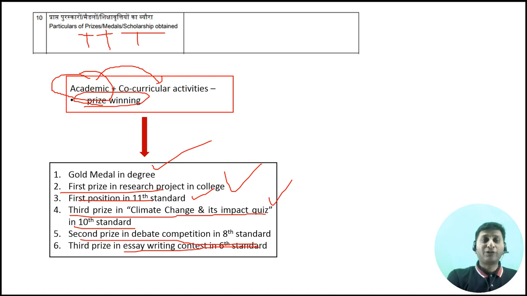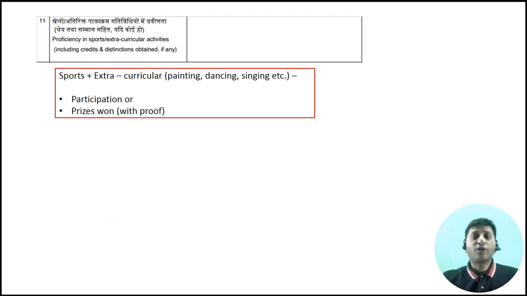And try to focus only on academic or other activities which are indirectly related to academics, but avoid dancing, singing, etc., because there is a separate column for that. Now this is the column I was talking about as a separate column. This column says proficiency in sports, extracurricular activities. Here the keywords are sports slash extracurricular activities.